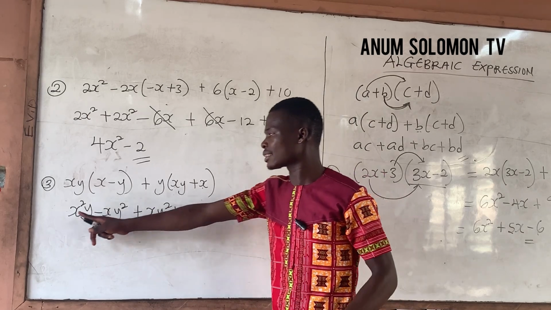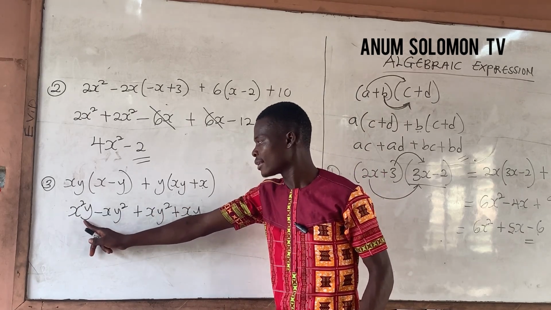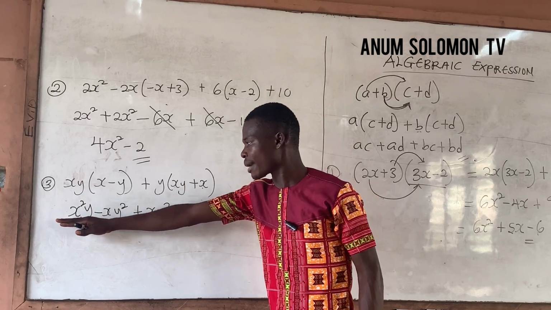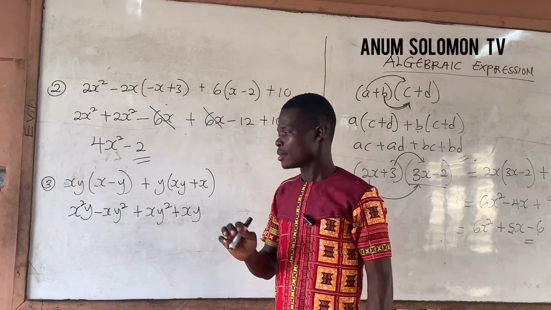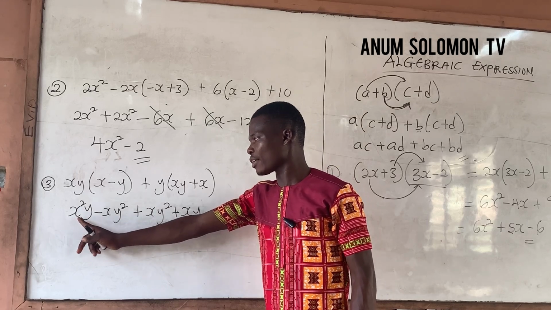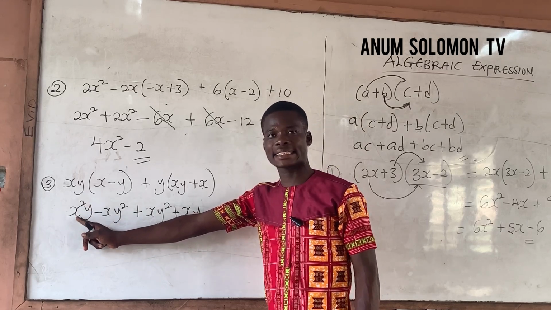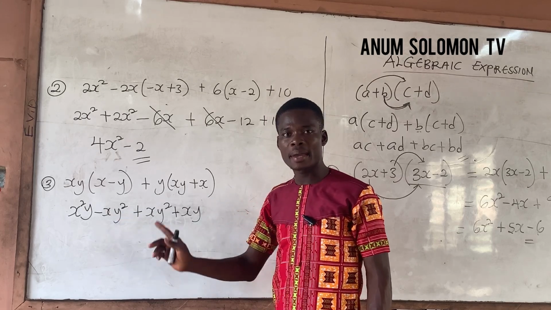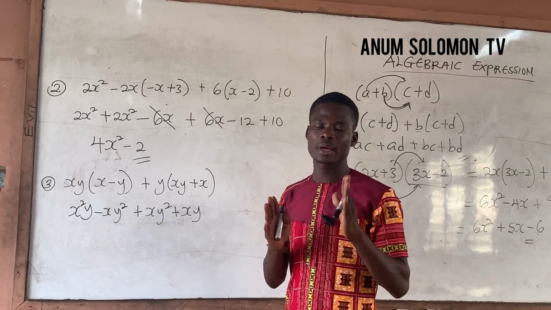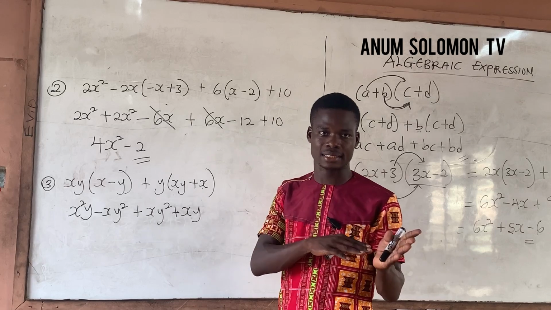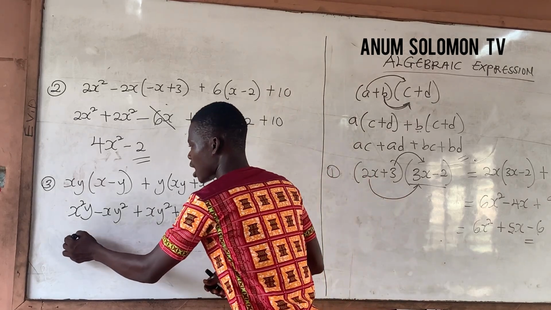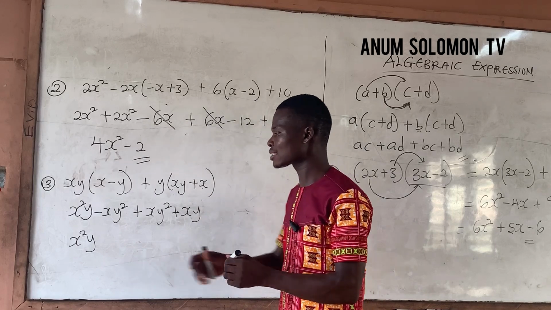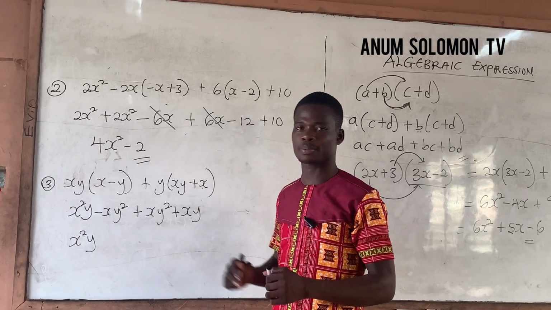So you see that this x squared y and this xy squared, this means this term and this term are not the same. Because for the first term, the power is on the x, and for the second term, the power is on the y. Meaning they are not the same, so you cannot add or subtract. So we have our x squared y here because it has no like term in this expression.